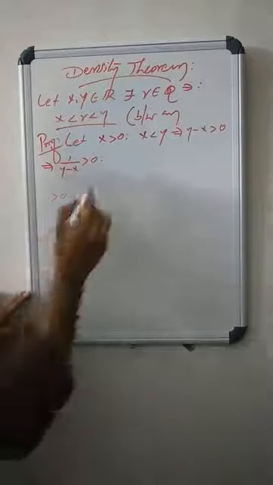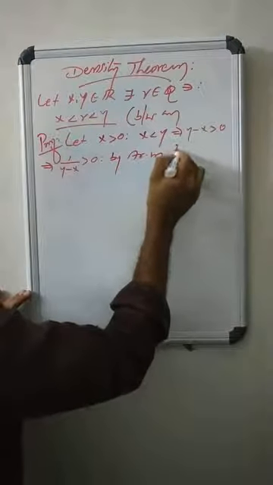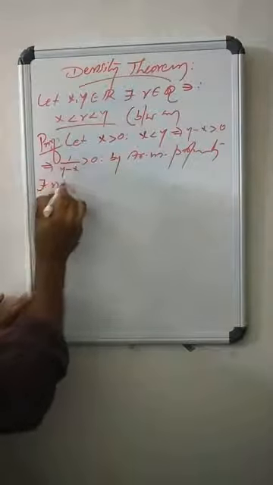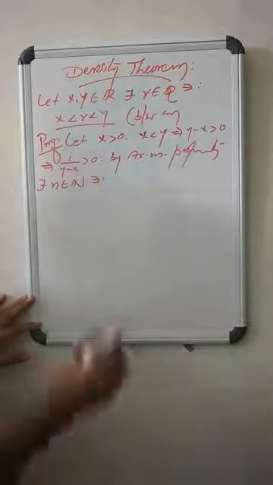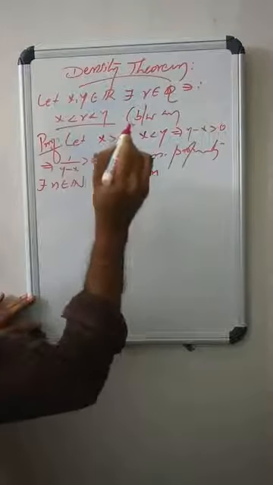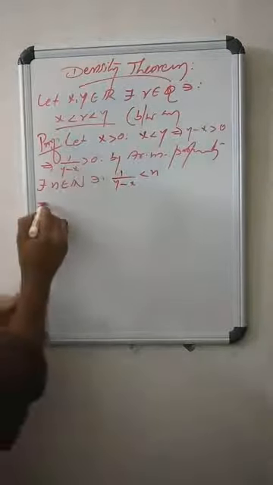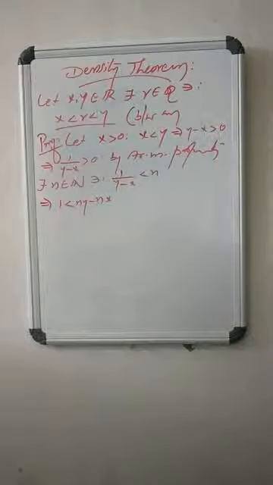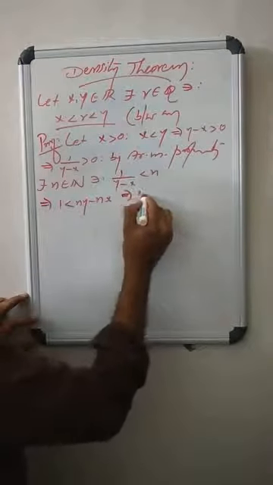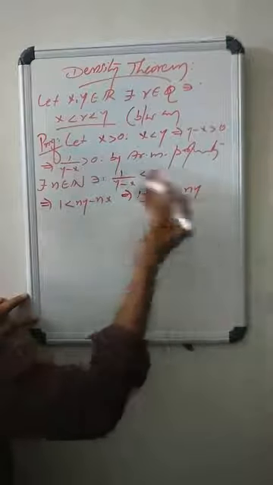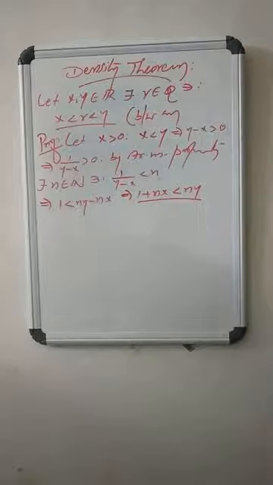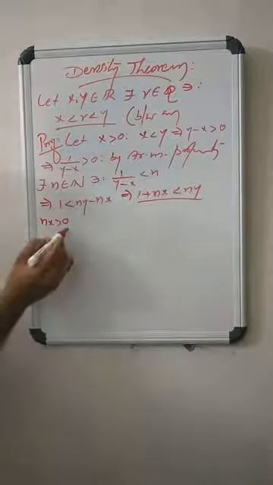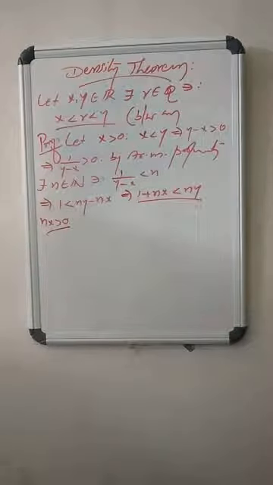Then by the Archimedean property, there exists a natural number n such that 1 by y minus x is strictly less than n. By cross multiplication, 1 is strictly less than ny minus nx. That means 1 plus nx is strictly less than ny. Since x is positive and n is a natural number, nx is positive.